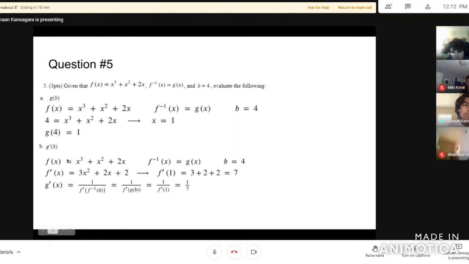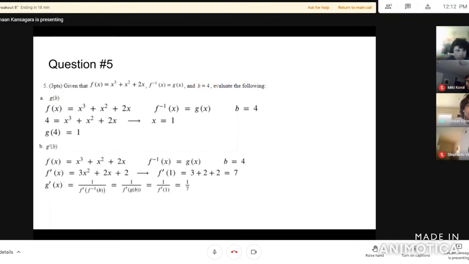And then to find g prime, for this problem we have to recall a formula that we learned in class, where g prime of x is equal to 1 over f prime of f to the negative 1 of b. And plugging that in, we could get the answer. So for this problem, it's mostly just remembering a formula.